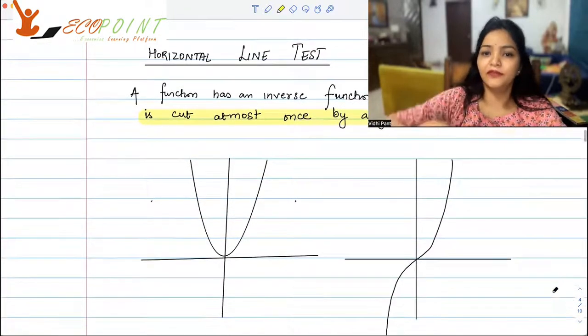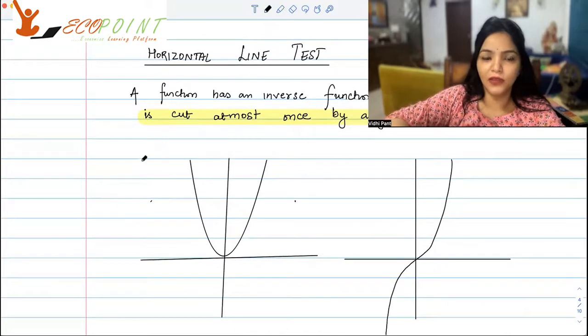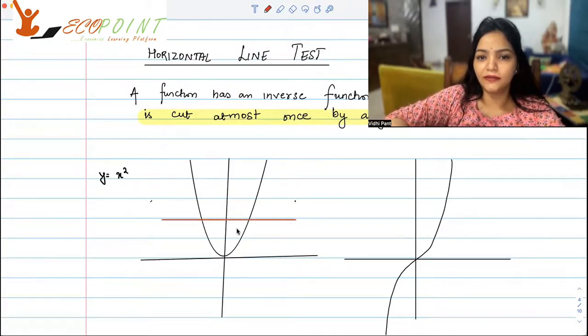For example, if you take the graph of x squared, y equals x squared. Now, if I create a horizontal line like this, there are many zillion horizontal lines I can create. They will cut this parabola at two places, right? At two places. So the inverse will not exist, clearly, because this is not a one-to-one function.